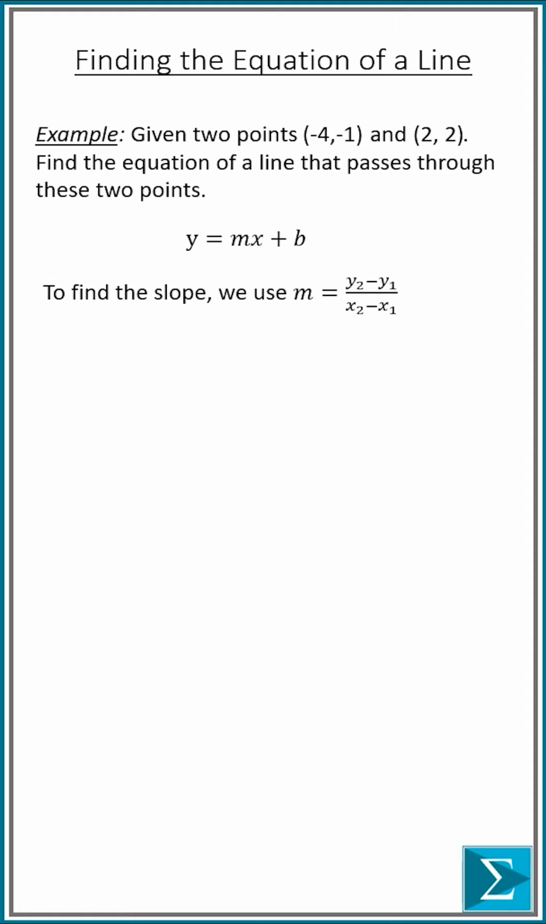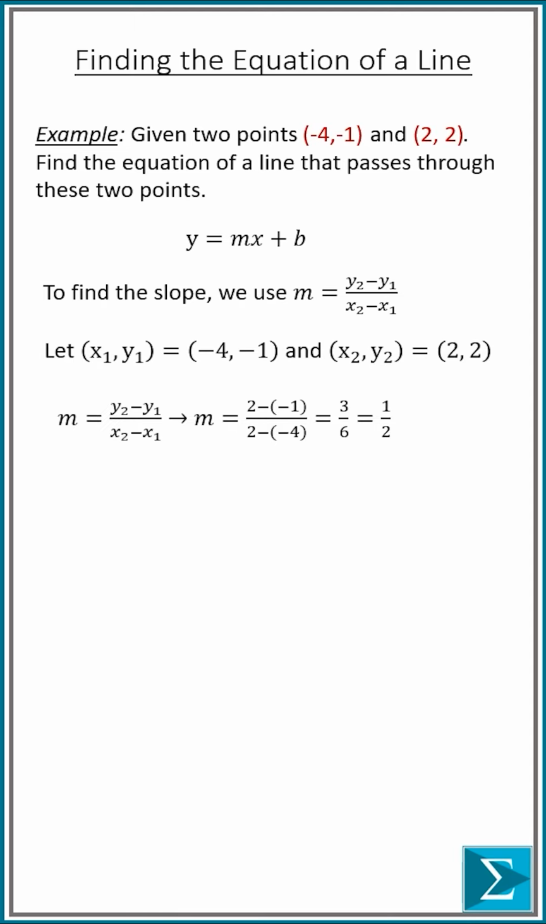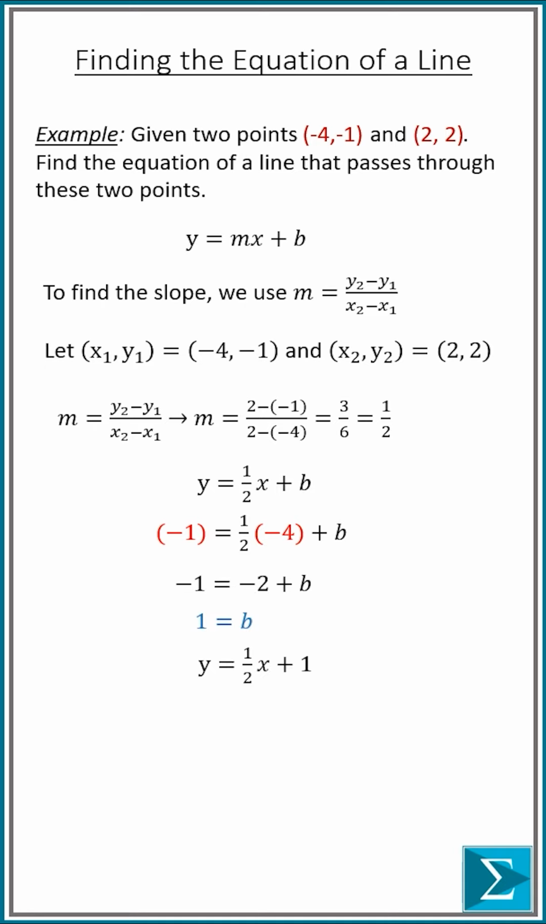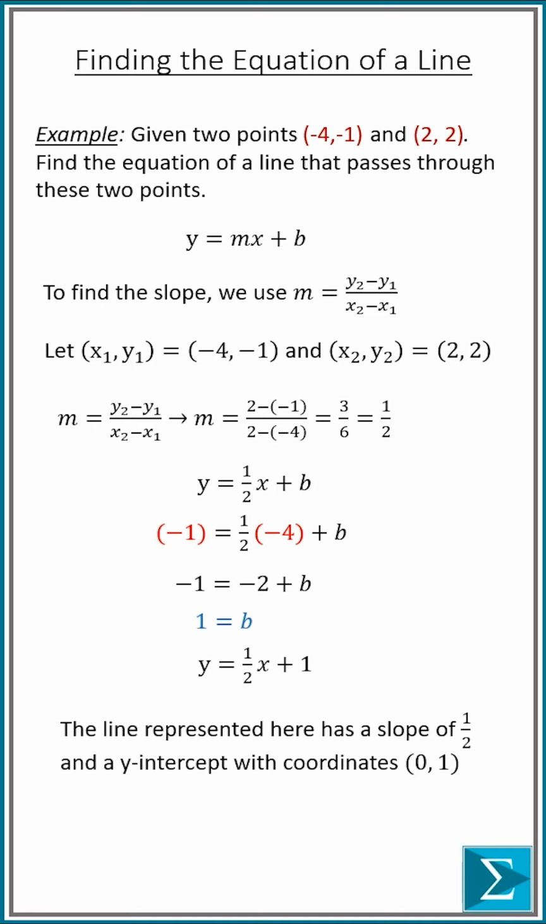We'll go ahead and label our points and substitute these values into the slope formula. Using this, we'll find that the slope has to be 1/2. Now we can substitute this value into our general equation. To find the y-intercept, we have to plug in the coordinates of one of the given points. Solving for b, we'll find that b has to be equal to 1. Then we can plug this back into our general equation and we'll find the equation of the line. In this case, we have y is equal to 1/2 x plus 1. This represents a line that has a slope of 1/2 and a y-intercept of 0, 1.